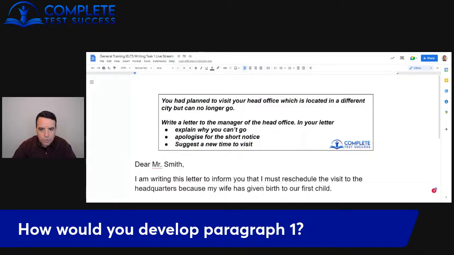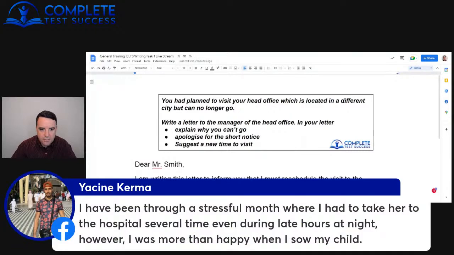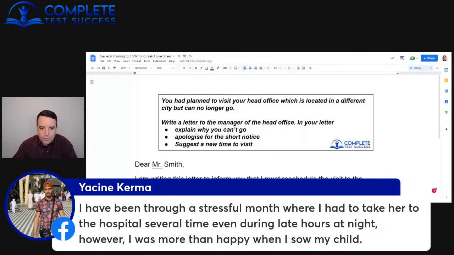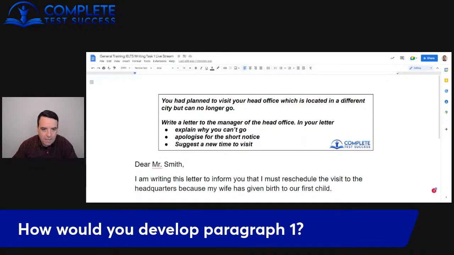So your development isn't discussing what the question has asked you to discuss. It's discussing the main idea you've used to respond to that. So that's not actually relevant. So this isn't going to help improve your task achievement score. You're not focusing on why you can't go. So the prompt says explain why you can't go. We're talking about why you can't go.